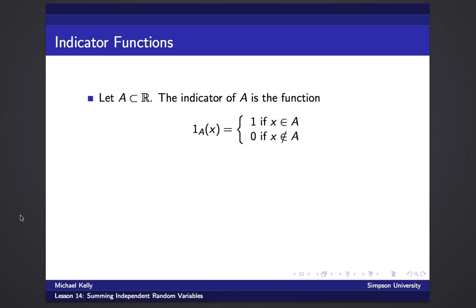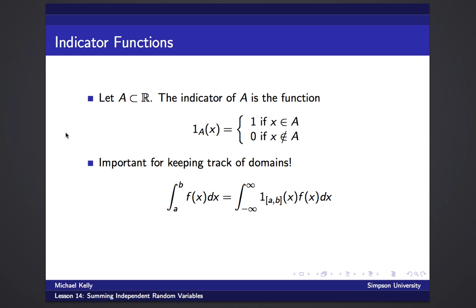So let me remind you of what an indicator function is first. Remember that the indicator function is written as 1 sub A of x, where A is a set, and the function is 1 if x is in the set, and it's 0 if x does not belong to the set. So a pretty simple concept, I hope. It's just indicating if something belongs to a set or not.